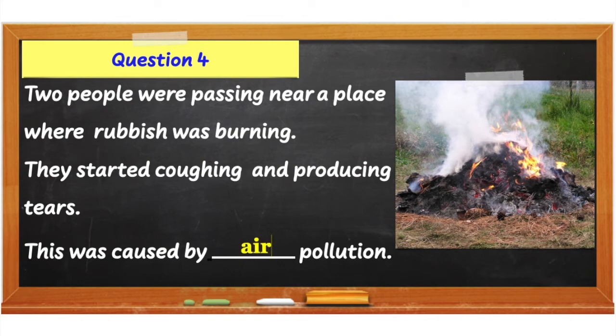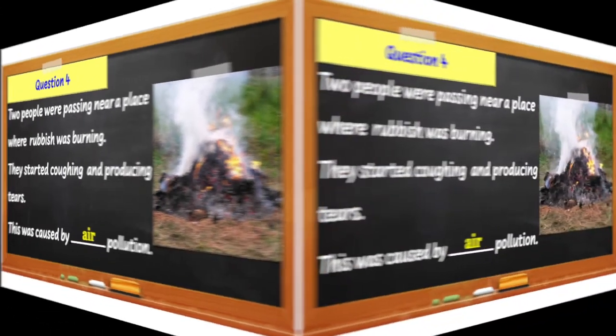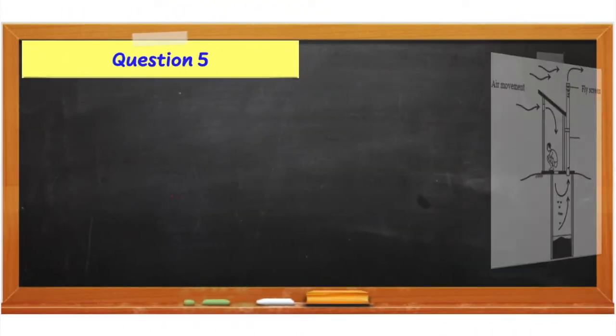Two people were passing near a place where rubbish was burning. They started coughing and producing tears. This was caused by air pollution. Question number five.